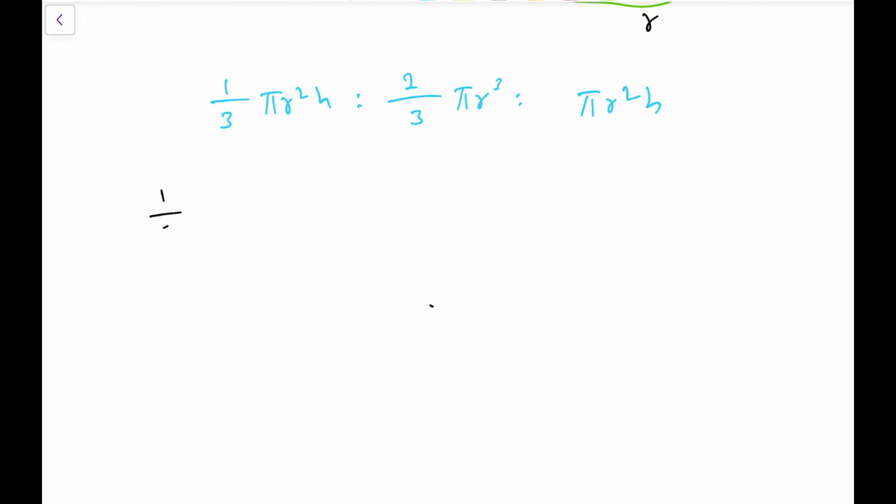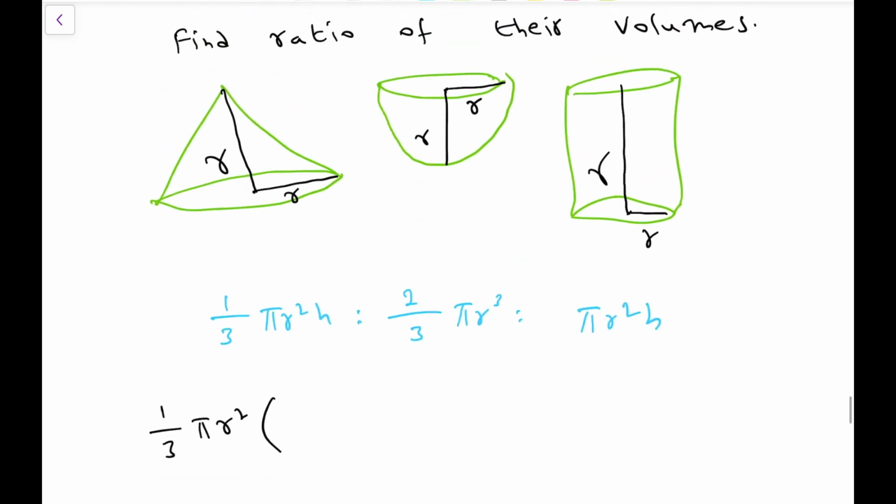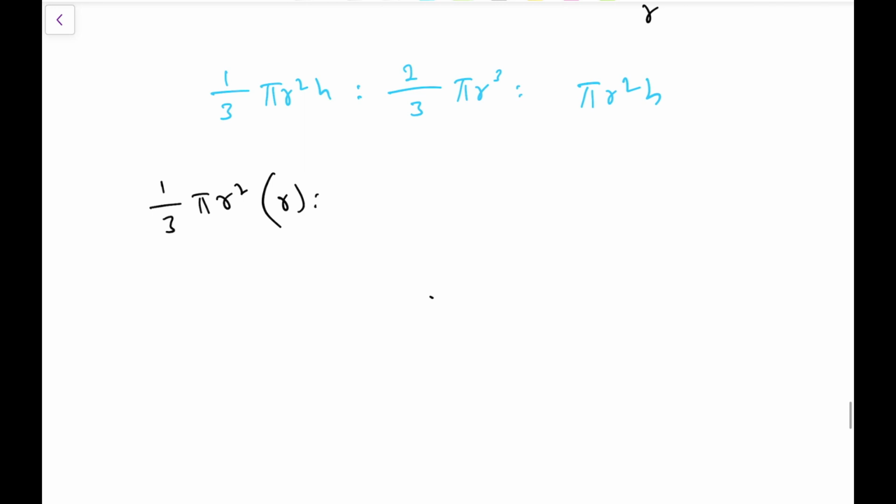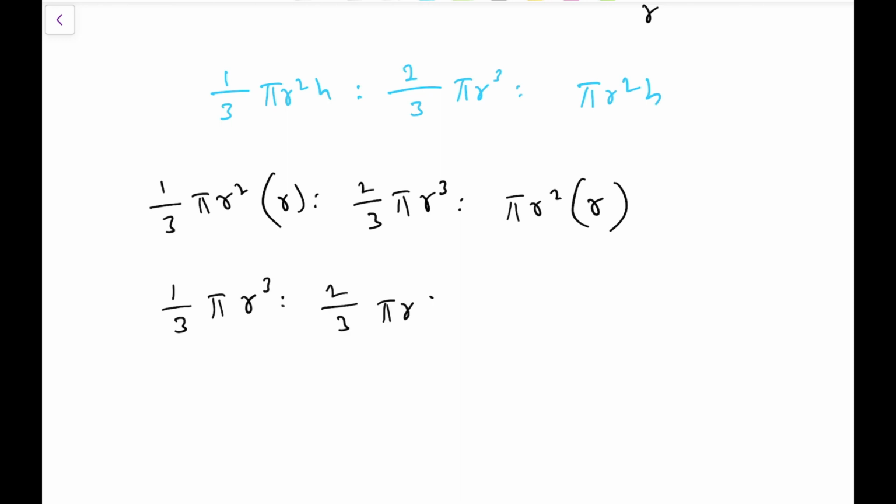1 by 3 as it is, pi as it is, r square as it is. What is h value? It is radius again. So r is to 2 by 3 as it is, pi as it is, r cube as it is, is to pi as it is, r square as it is, height is radius again. So that will be 1 by 3 pi r square into r cube, is to 2 by 3 pi r cube, is to pi r square into r cube. Here r cube cancels, pi cancels. Then we remain with 1 by 3 is to 2 by 3 is to 1.